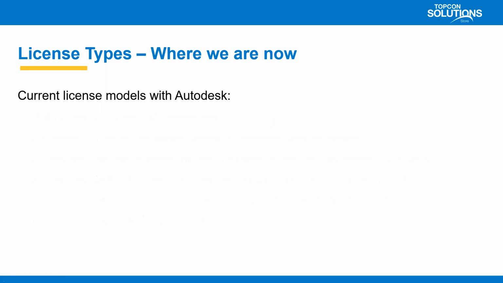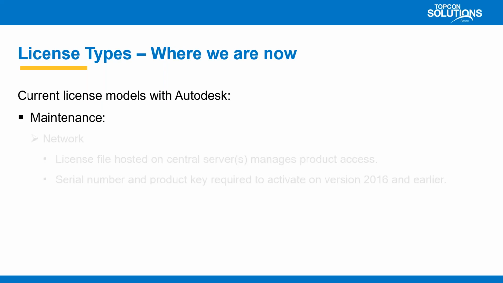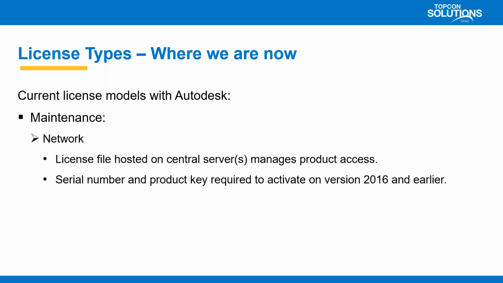So the last license model is our maintenance. We still have a lot of users on maintenance. It's that perpetual model. These ones are split into network and standalone, so those classic names that you're used to seeing. Again, with the network, license files are hosted on a central server, and it manages the product access. In the case of a maintenance product, serial numbers are required to activate for versions 2016 and earlier.